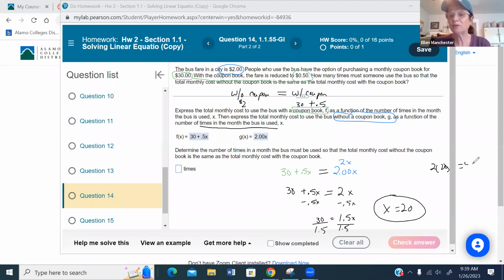So if I ride the bus 20 times without the coupon, it's going to cost me $40. If I ride the bus 20 times with the coupon, sorry, my dog's growling, it's going to be 30 plus 0.5 times 20. So 30 plus 10 is 40. They're the same.